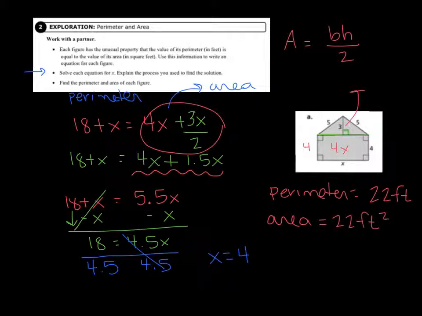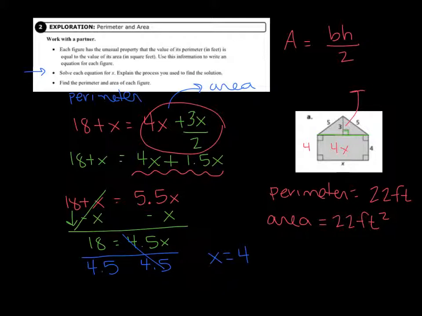But it told us up here that the unusual property was that the perimeter and the area were equal. So the fact that these came up equal tells me that I did my problem correctly. Okay? If this doesn't make sense to you, it's a lot. It's taking what you know about equations and taking what you know about geometry and putting it together. So if you're struggling, please come in for tutoring.